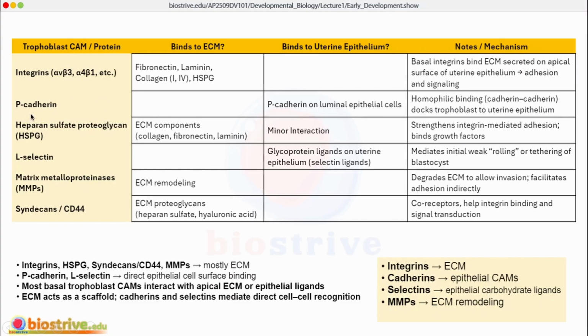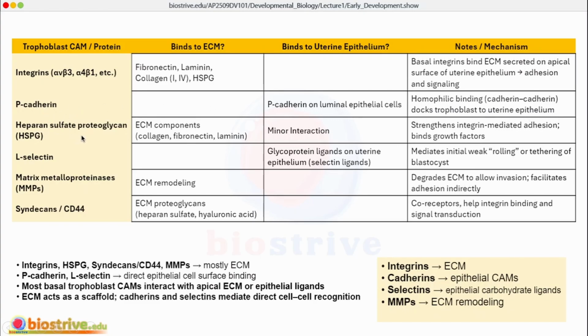The P-cadherin on trophoblast will bind to uterine epithelium through luminal P-cadherin on luminal epithelial cells, and it will result in homophilic binding because the P-cadherin on the trophoblast as well as the uterine epithelium will be of the same nature. This is a specific cadherin interaction, and cadherin is calcium dependent, and there is docking of trophoblast to uterine epithelium due to this P-cadherin interaction.